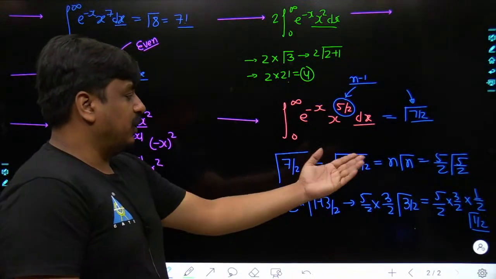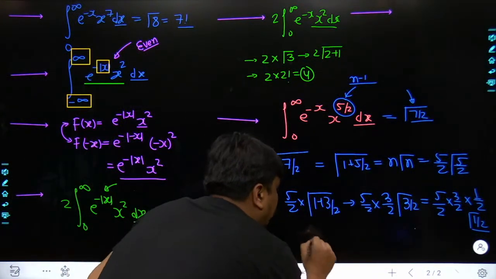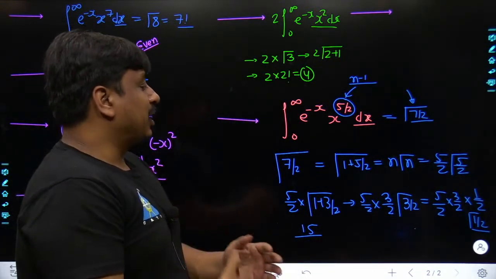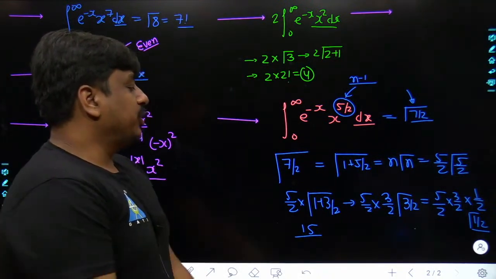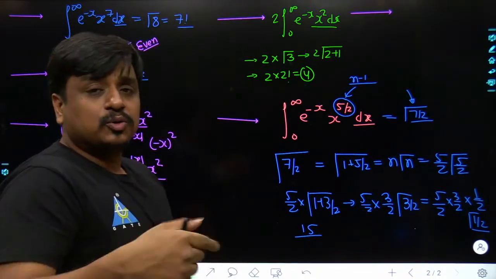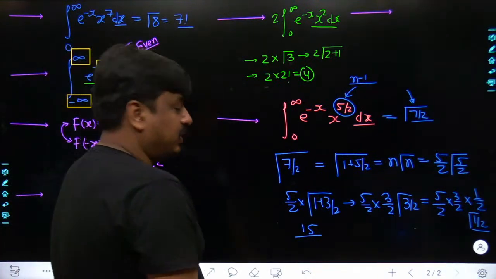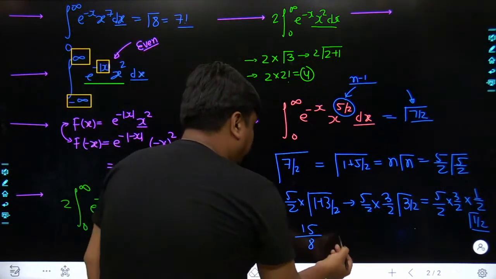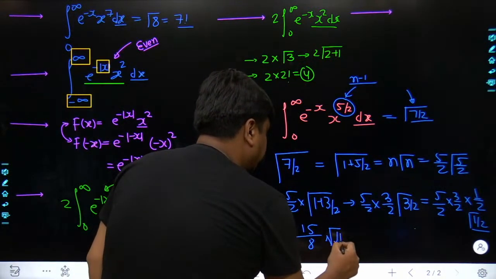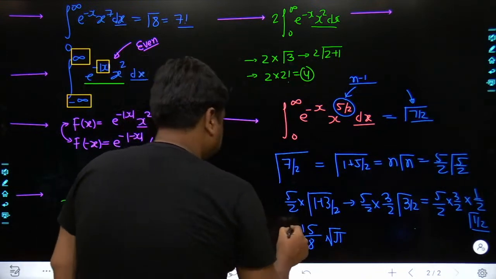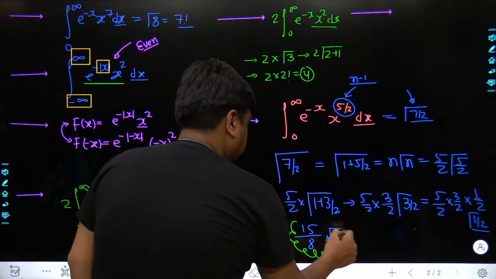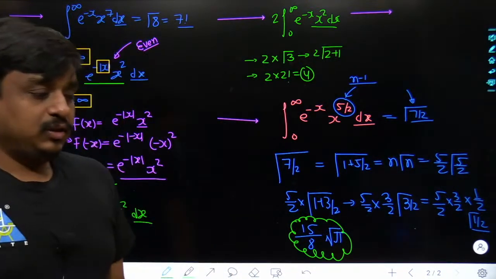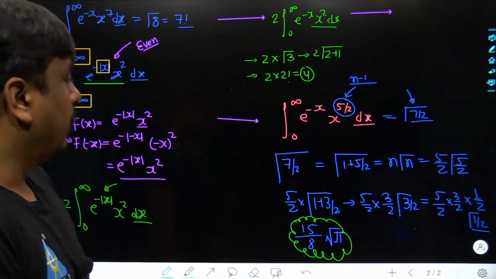5, 3, 1, they can multiply together at numerator side. That would be leading to 15. Yes, and similarly towards denominator side, we had 2 into 2 into 2. That's 2 into 2, that's a 4. 4 into 2, that's an 8. So 15 upon 8, and gamma of half has been written as root over pi. So this would be the answer. Yeah, that's well and good.